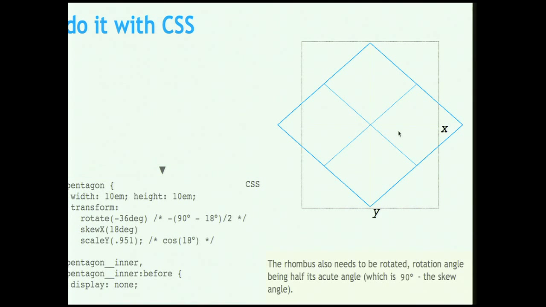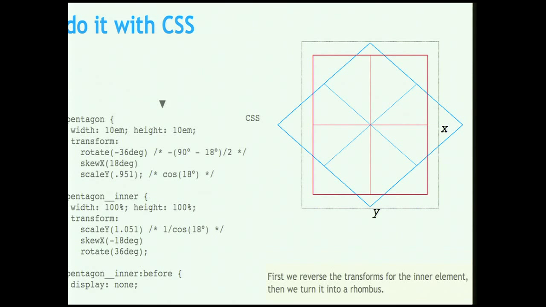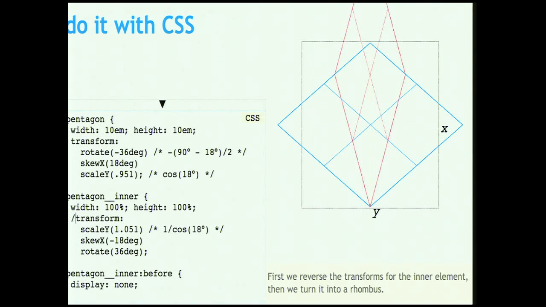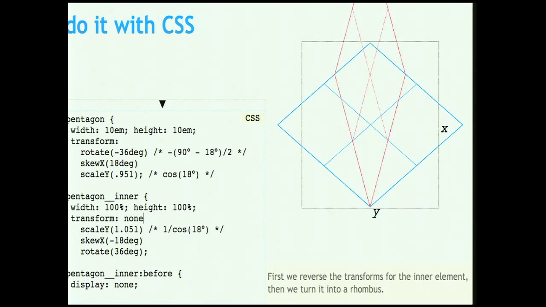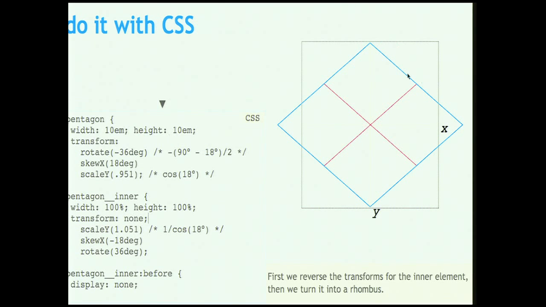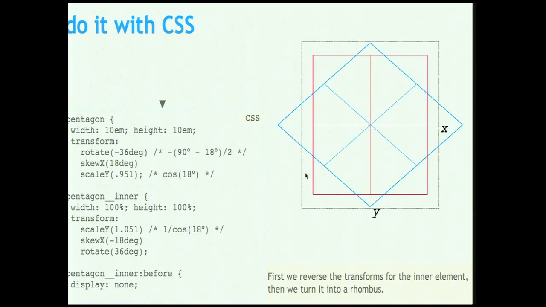And now we need to get the next rhombus. We start with a square. And actually, if we don't apply any transforms on it, it's going to be the same shape as the parent. Don't comment CSS like that. And undoing the transforms from the parent results in a square.